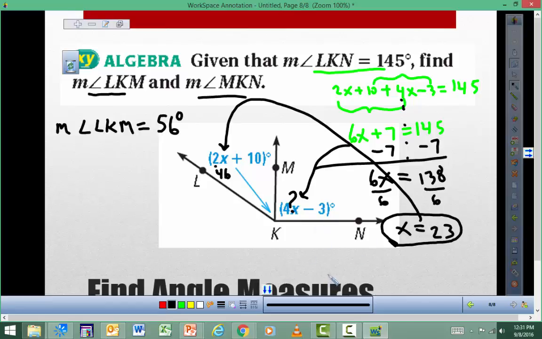Now, by the way, can someone tell me a quick way to find this one without putting it in for x? Yeah, a real quick way to do it? We know the total, right? We've used up 56 of them, right? 145. So, yeah, if we just subtract 145 degrees, we subtract 56, we can find that angle without substituting in it. I'm not sure which one's faster, but in any event, what do we get?